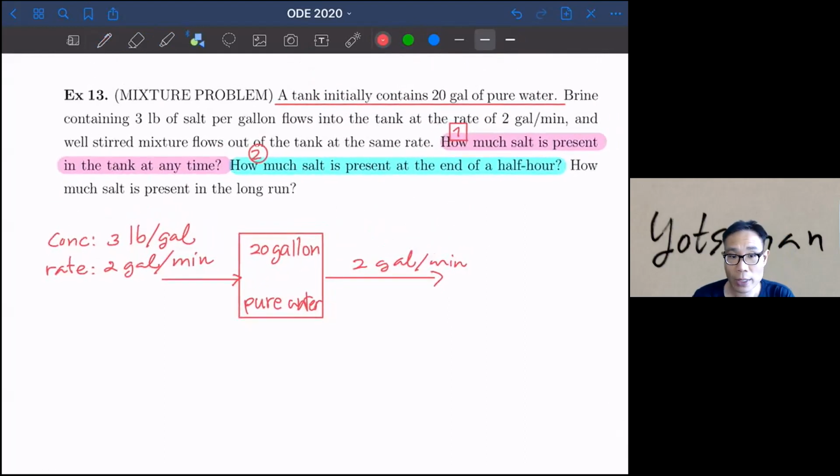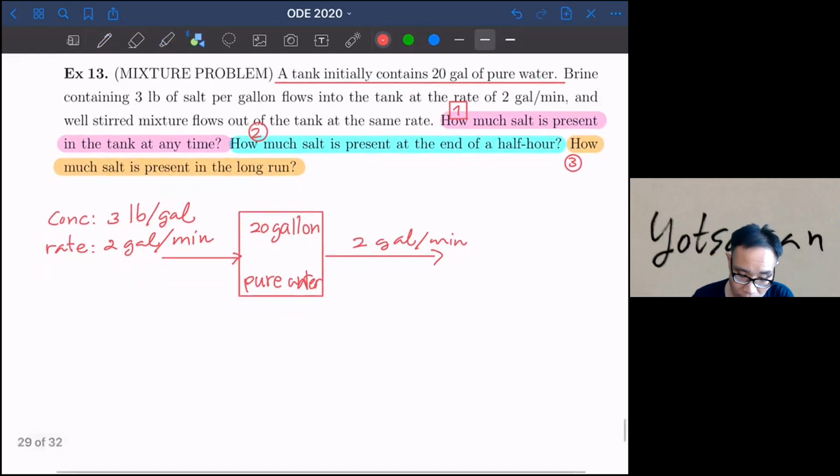This is our situation so far, and we'd also like to look at the long run. How much salt is present in the long run? This is the third question. So we have three questions for this information, and we're going to answer them using the differential equations that we have learned. Let's take a look at the way to do this.